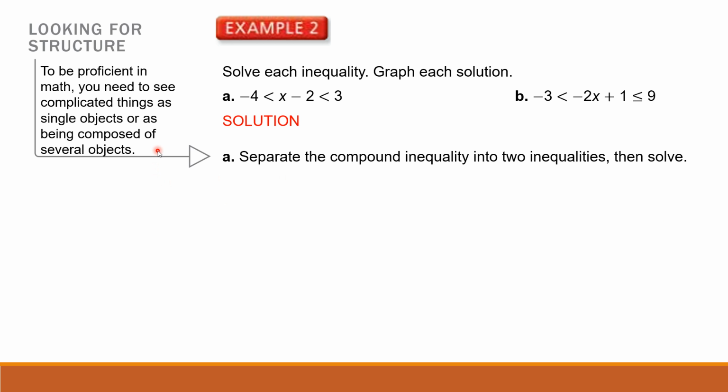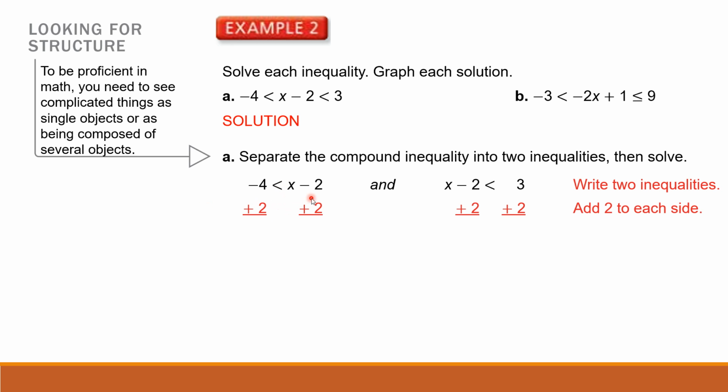So part A, we're going to start by separating the inequalities. Sometimes we may need to be able to think about something that looks complex and simplify it. So we're going to write two inequalities, keeping the middle part as the expression that belongs to both inequalities. So we have -4 is less than x minus 2, and x minus 2 is also less than 3.